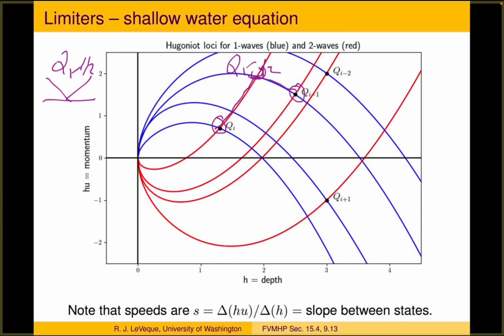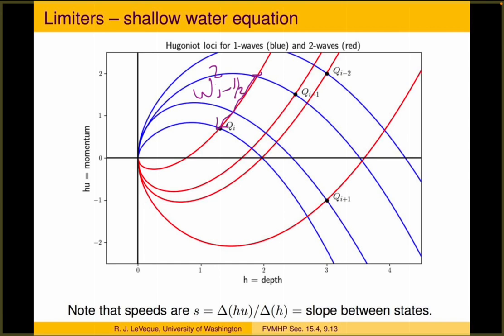So now to apply limiters to the waves, the jump between Q_{i-1/2} and Q_i, for example, tells us the two wave, the wave that's moving to the right. Let's look at that wave first. So we'll look at the wave which joins this intermediate state to Q_i, and that would be the wave that we would call W^2 at i minus a half.